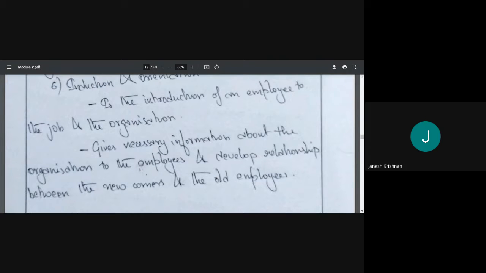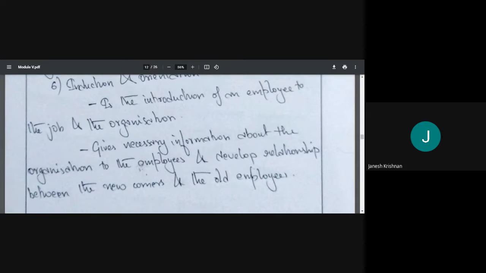It gives necessary information about the organization to the employee and develops a relationship between the newcomers and the old employees. Okay? So what will happen is a new employee will be a little bit reserved. Okay? He doesn't know anyone. Similar way you came into your BTech. When you came into your BTech class, you knew no one, right? So you were reserved. So slowly we started getting to know each other, making friendships, making relationships, and you grow.